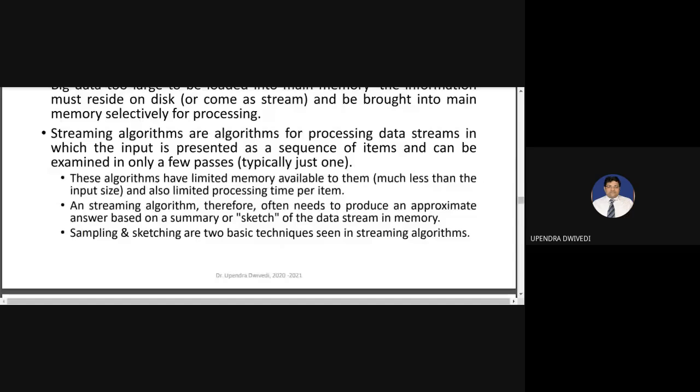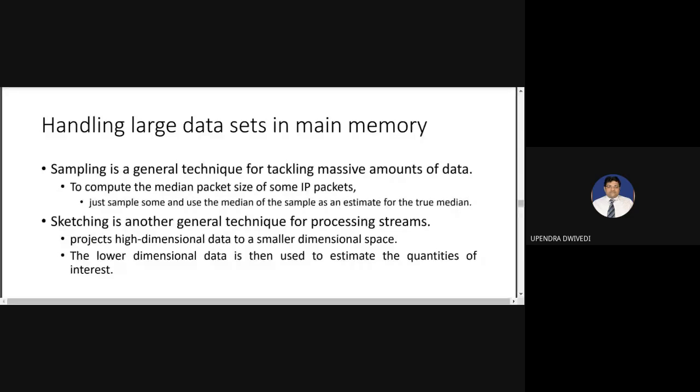In the same way we can apply sampling. We take a portion of data from a data stream and process that data using the main memory and computing resources. That will be quite feasible for our approach. We have already discussed sampling, so let us just have a brief idea about it again. It is a general technique for tackling a massive amount of data. For example, if you compute the median packet size of IP packets, you can take samples of some IP packets and use the median of the sample as an estimation of the true median.